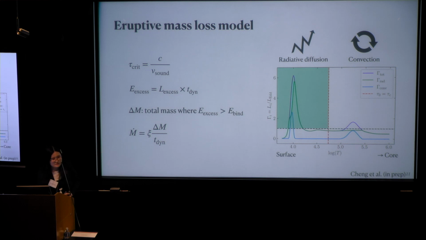So why do I have this efficiency factor? This is because the dynamical time is the shortest timescale for anything to really happen in a star. So this kind of overestimates the mass loss we will get. So this xi factor allows us to tune our model, and actually xi will be less than 1. Right? So this is this eruptive mass loss model. It's an energy argument in its very basic form.